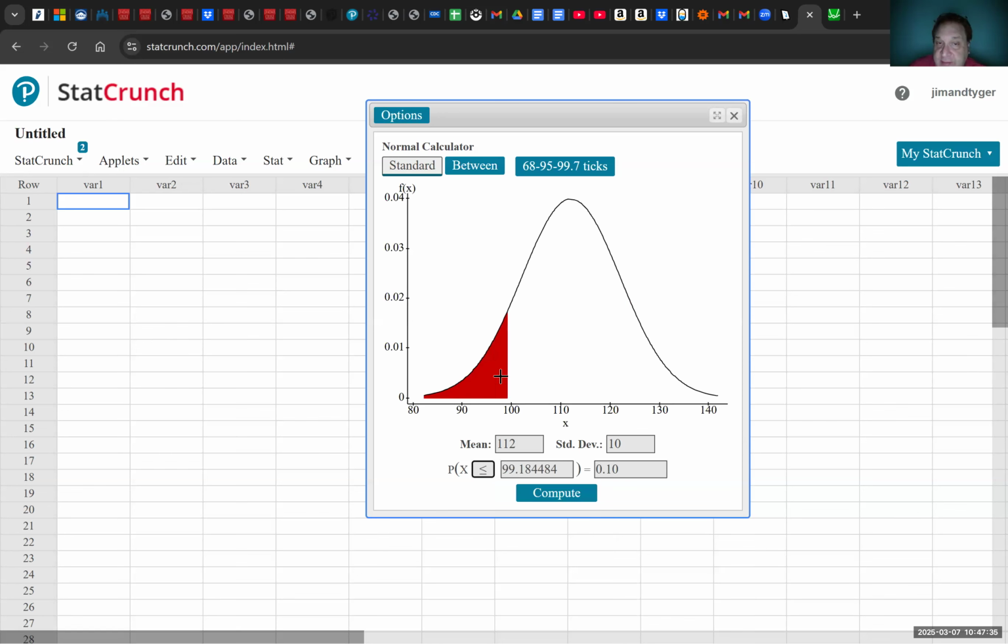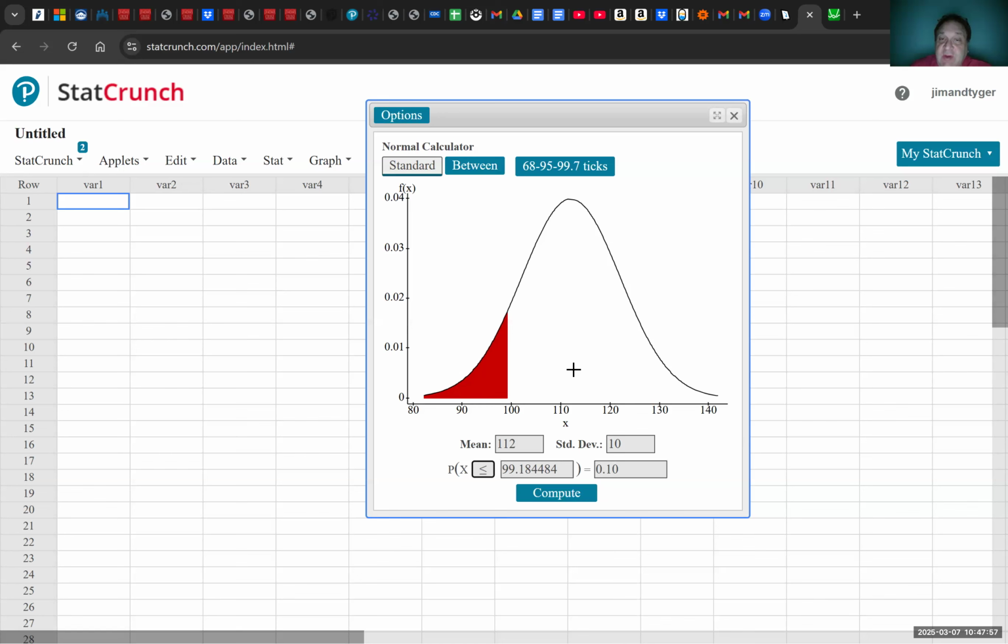So here's where you have this right here. These are the numbers that end up being a total of less than 10%. So all of the people who have, well, 99.18 blood pressure and below, all these people are in the lowest 10% of all people who have their blood pressure measured, right?